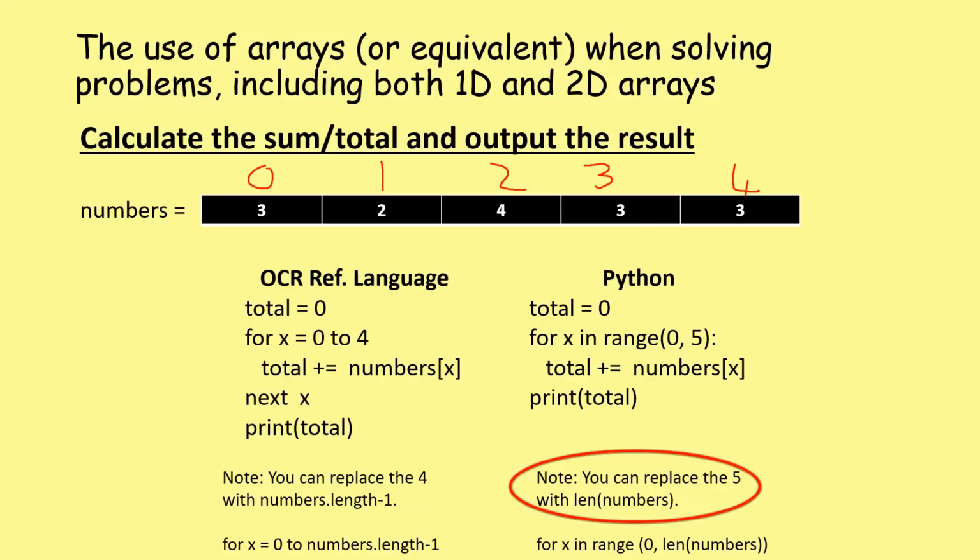Again, I can use the length of the array instead of the final number there, the 5. So I could replace 5 with len numbers. I don't need to use the -1 in Python. I can just say for x in range 0, len numbers. And I don't need that -1 like I did in the OCR reference language because the number is exclusive in Python. And that's why we have that exclusivity for the end condition in an array. People always ask me why we do that, and that's because when we're manipulating arrays, we don't have to keep adding on this -1 all the time like we have to do in some other languages.